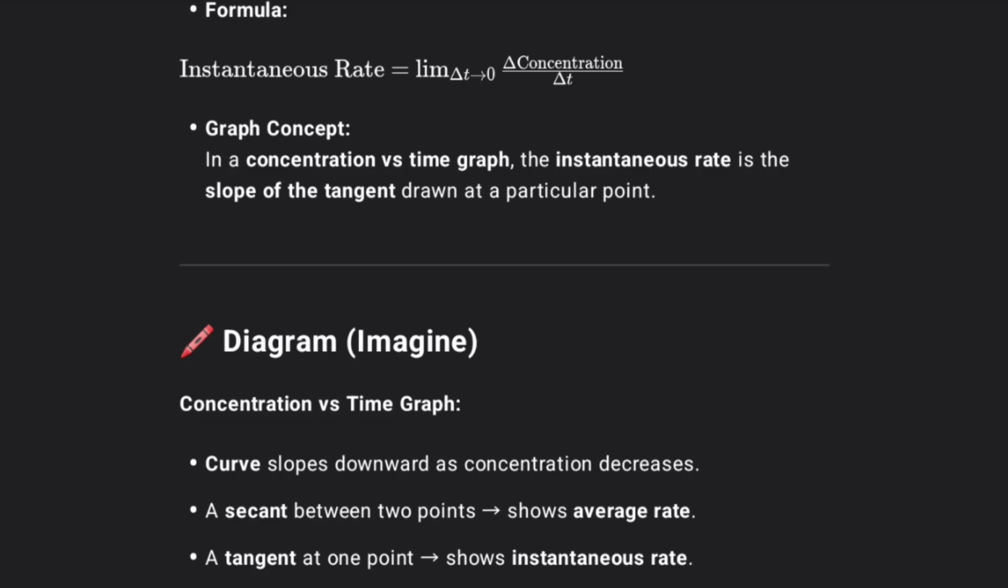Diagram: imagine a concentration versus time graph. The curve slopes downward as concentration decreases. A secant between two points shows the average rate. A tangent at one point shows the instantaneous rate.